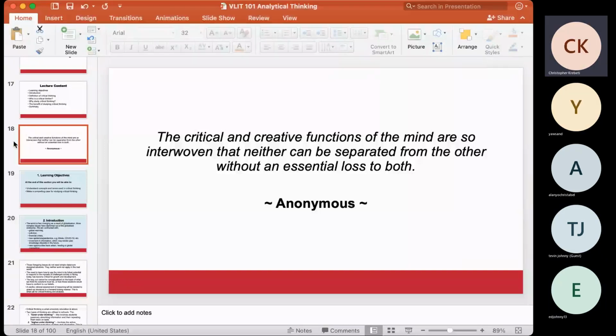Okay, so that is the quote. It's coming from an anonymous source. And the anonymous source or the writer says the critical and creative functions of the mind are so interwoven that neither can be separated from the other without an essential loss to both. May I hear from you? What are your views?